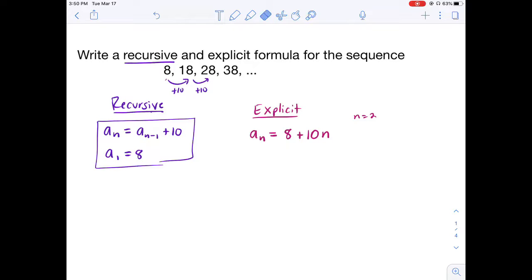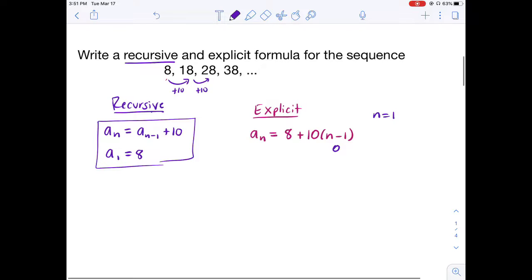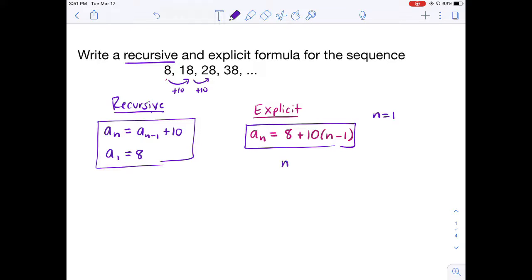So then what I need to do is make it so that I could get a value of 0 here. So I'm going to change this to n minus 1. What happens then is when n is 1, the first term, that would give us 0 inside of here times 10 plus 8, which gives us a sub 1 equal to 8, which is what we want. So it looks like this works here. If I wanted to see if this will give me 48 for the next term, we're on the 5th term, so I let n equal 5. That would be 8 plus 10 times 5 minus 1, which is 4, and that does in fact give us 48.